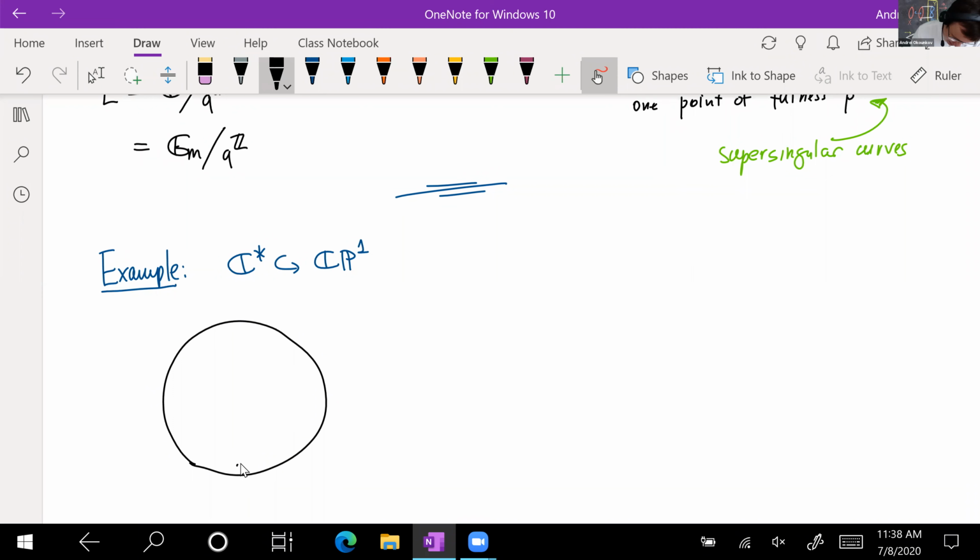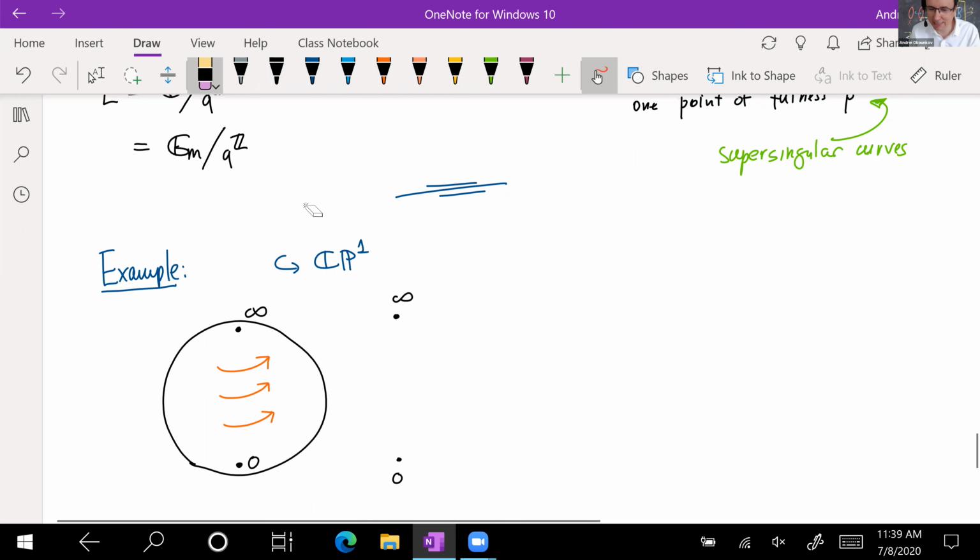So P1 looks like this, has the south pole called zero, has the north pole called infinity, and then it has this rotation action. And so this we can decompose out of the following cells. We can take a fixed point at infinity, and a fixed point at zero, and we can take, when you write actual cells, it's important to remember the difference between the compact and an algebraic group. So I apologize, it's just U1.